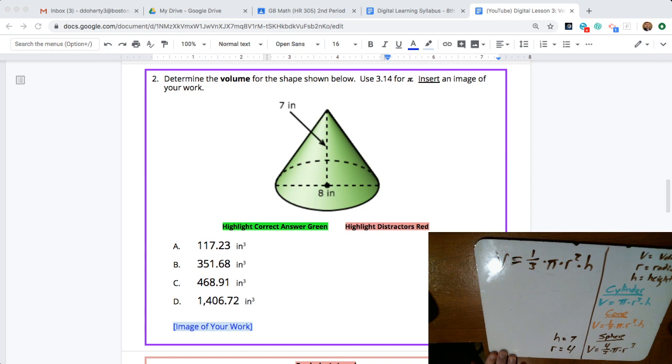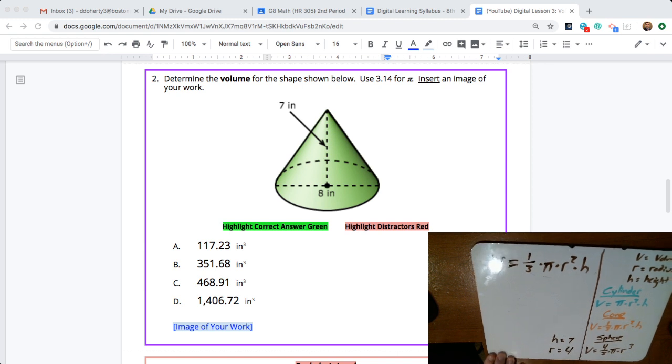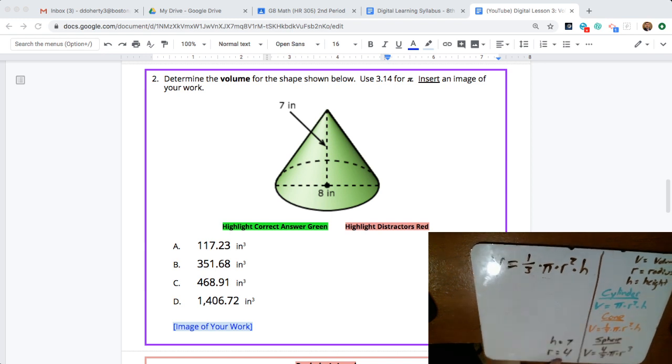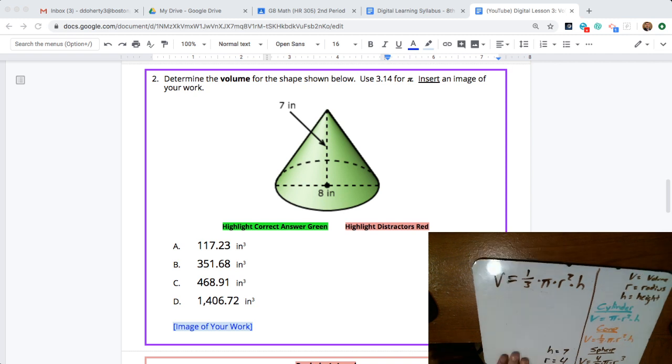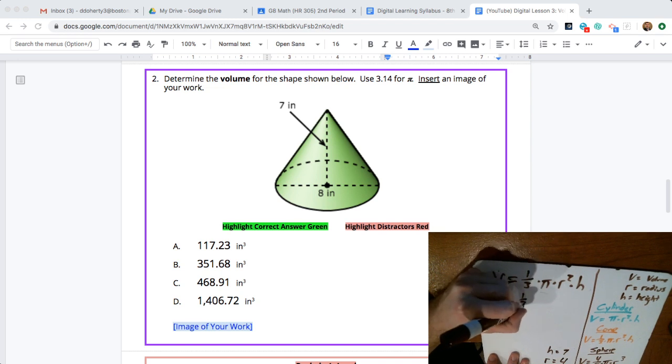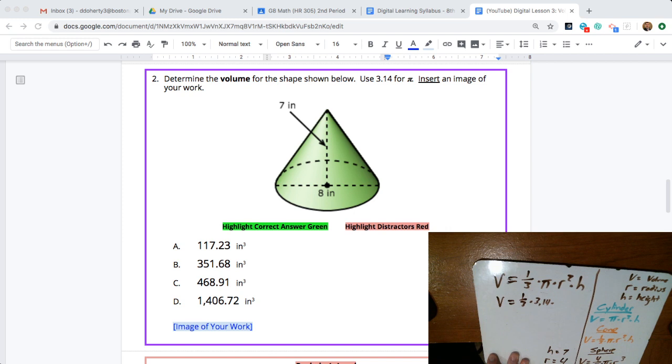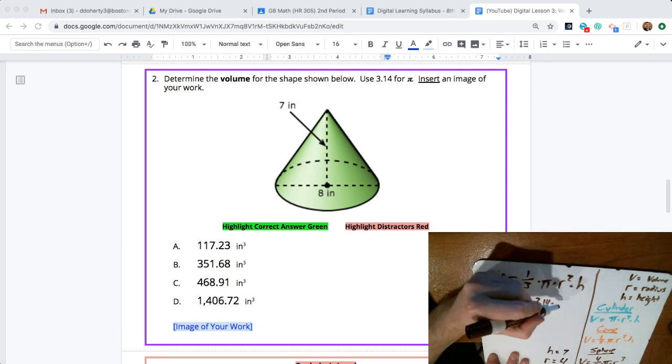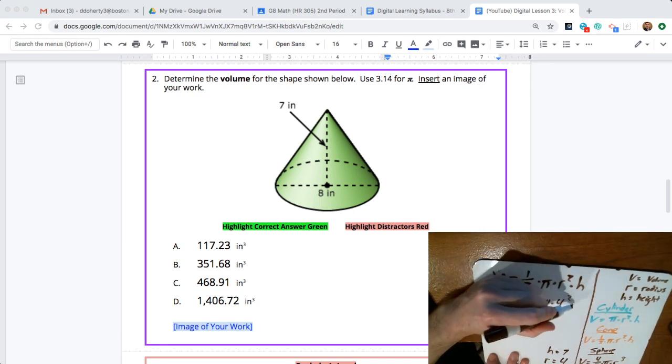So a really important thing for number 2 is to recognize the radius is 4 and the height is 7, so I'm going to plug in a 4 for the radius and a 7 for the height. So this becomes V equals 1/3 multiplied by pi, which we'll use 3.14 for, multiplied by 4 squared, because the radius is 4, multiplied by 7.